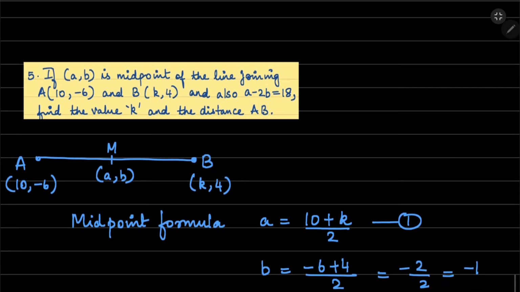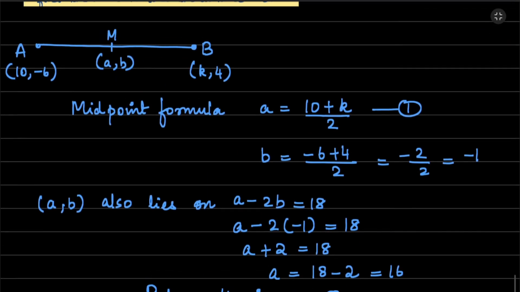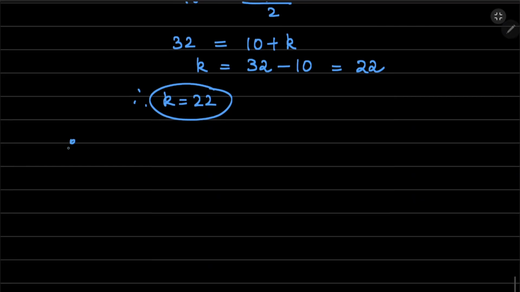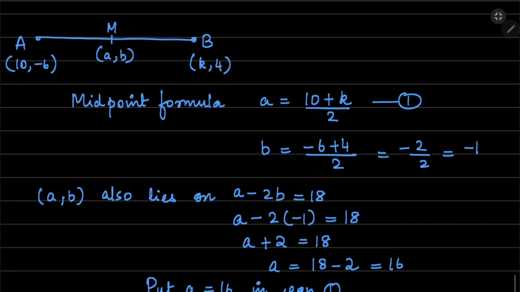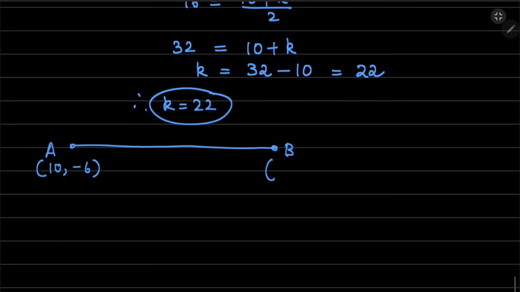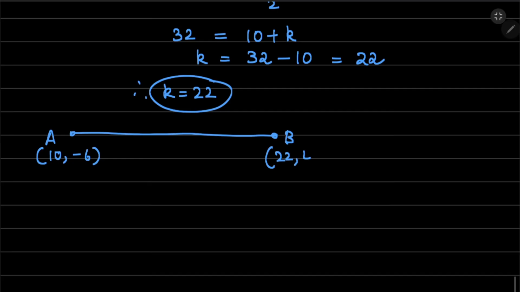Also find the distance AB. So what is A? 10 comma minus 6. A is 10 comma minus 6. What are the coordinates of the point B? Let us write that. It is k comma 4. K is nothing but 22 comma 4.